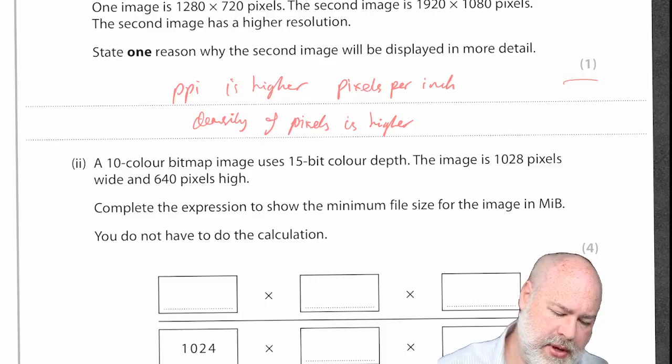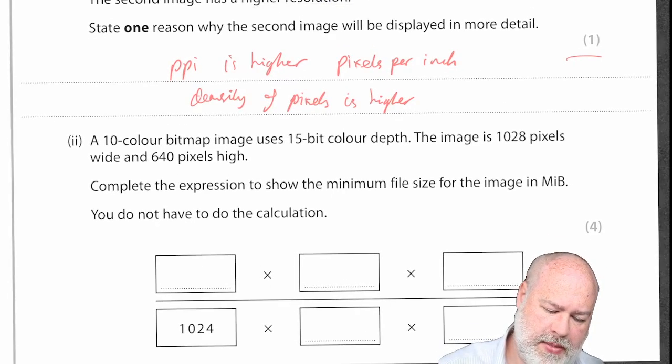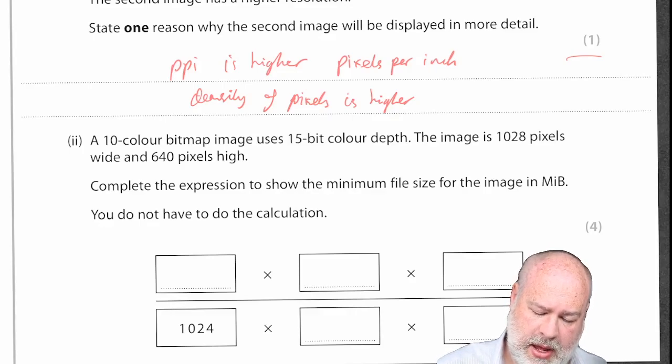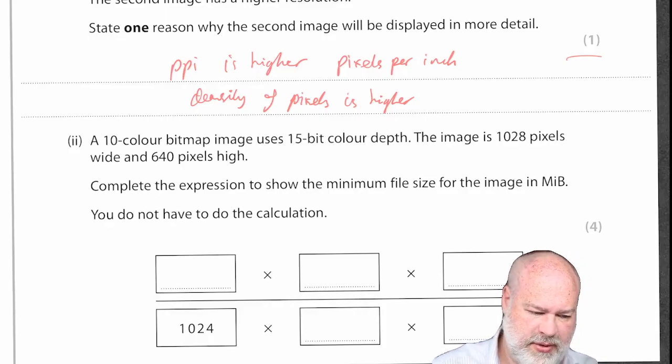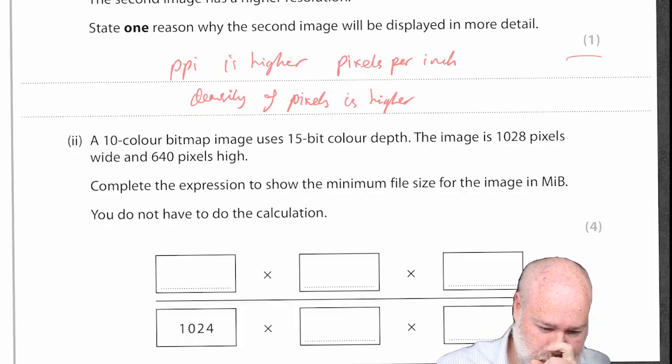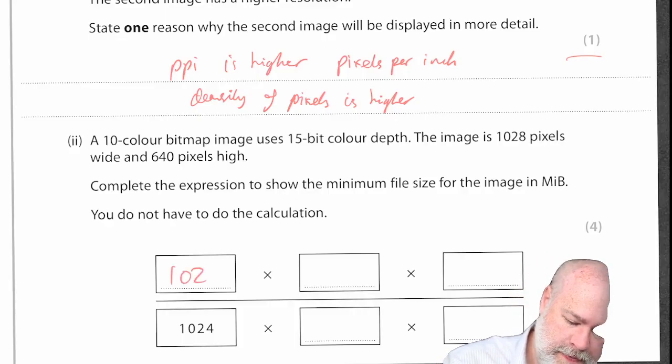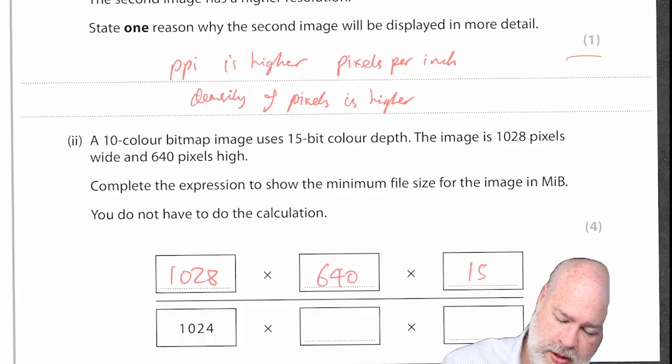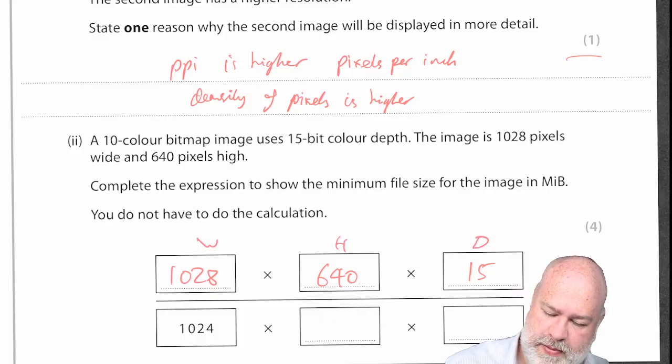Okay, let's look at the second part of this question. A 10 color bitmap image uses 15-bit color depth. The image is 1082 by 640. Complete the expression. The top bit's relatively straightforward. We've got width times the height times the bit depth. We need to have that. Now we need to do the conversion.